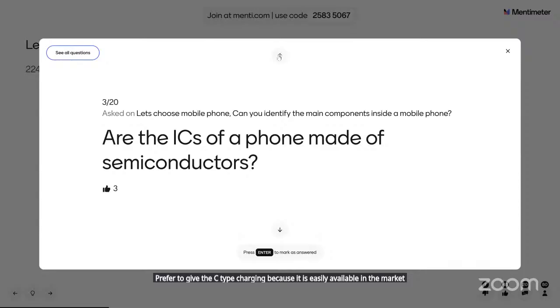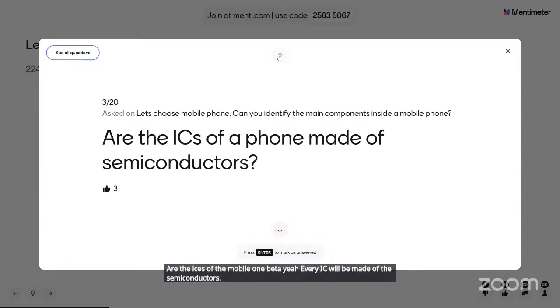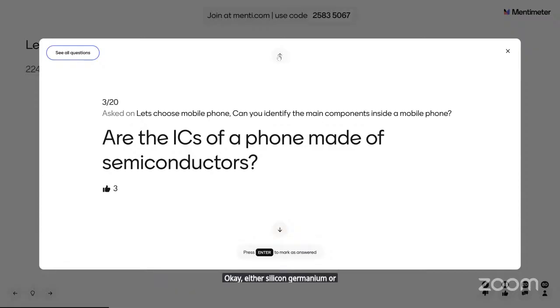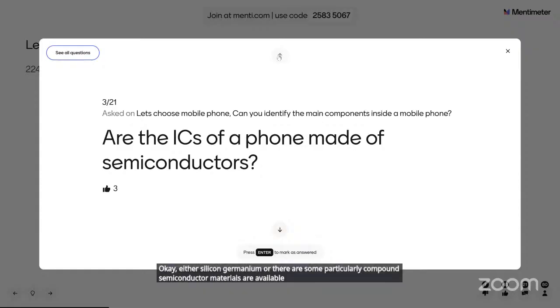Are the ICs of the mobile phone made of... yes, every IC is made of semiconductors. Either silicon, germanium, or some compound semiconductor materials are available. From that, the IC will be manufactured.